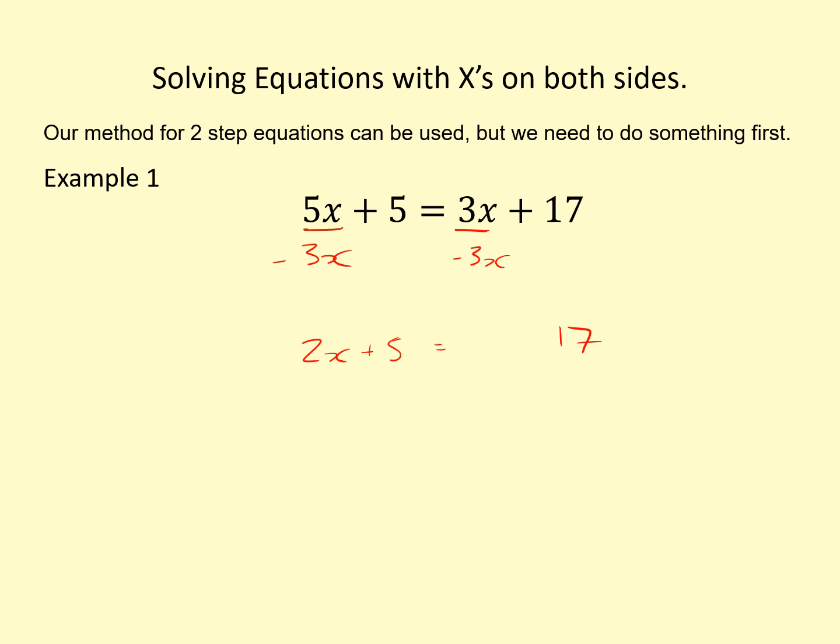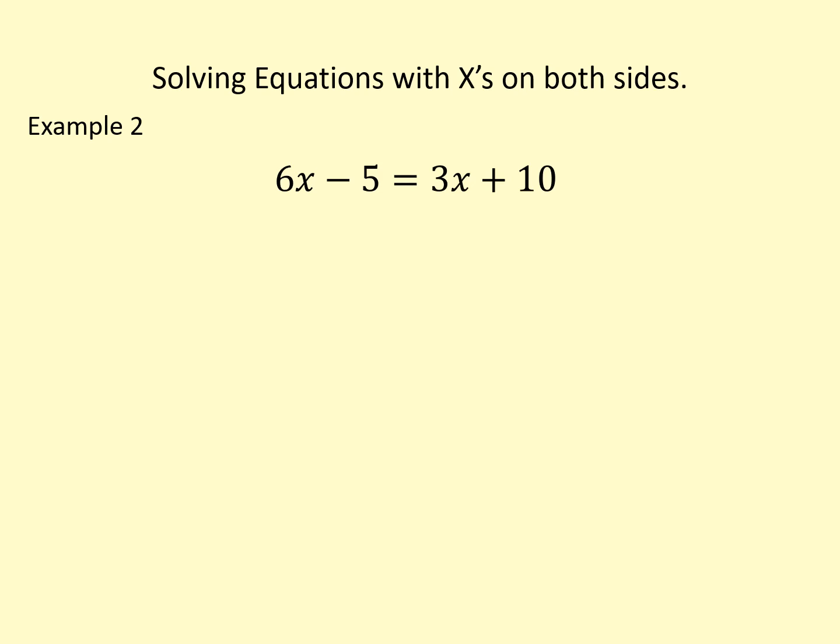So now we'll just start with the 17, do the opposite. Take off the 5, leaves us with 12, and then we divide it by the 2. So then 12 divided by 2, that's a 6. So what we can say is that x equals 6. And there we go, that's how we do it.